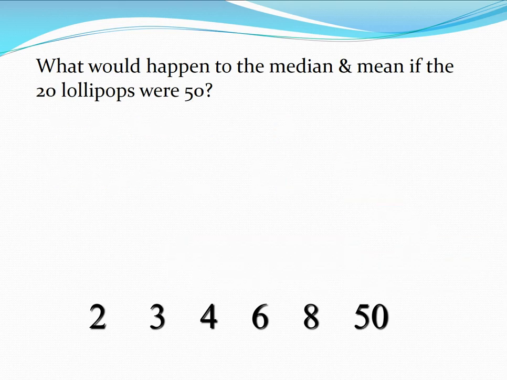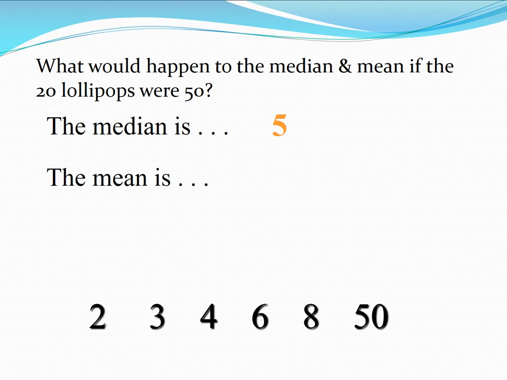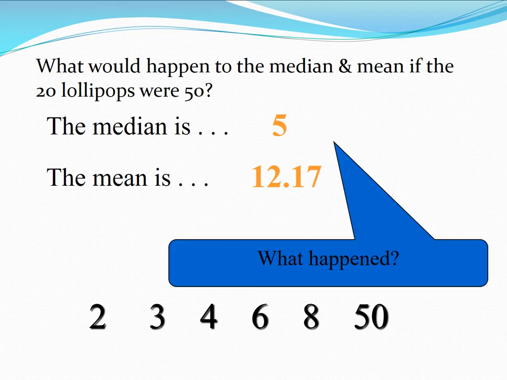What happened? Well, let's do another one. What if it was 50 instead of 20? Notice that I changed it to 50. The median, again, going to count in, same way I did before. Median is still 5. The mean, however, add them all up, divide by 6. Well, now the mean is suddenly 12.17.